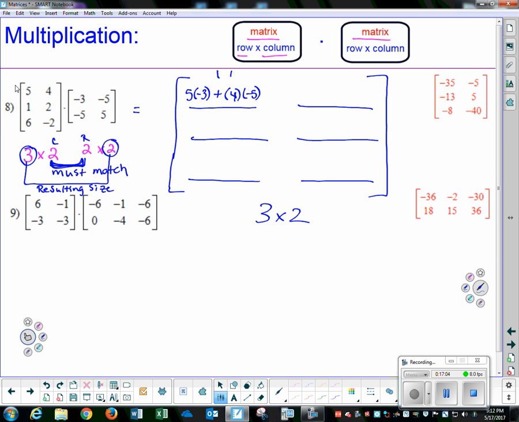All right, now, because this is position, well, I'm on row 1, aren't I? And this would be column 2. This would be position 1, 2. So that means I'm going to take row 1. Let's use the highlighter. Row 1 and multiply it by column 2. Row 1, column 2 makes this position here. So row 1, it's going to be a 5 times -5, added with 4 times 5.